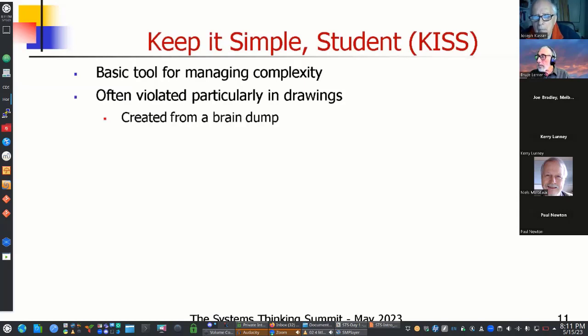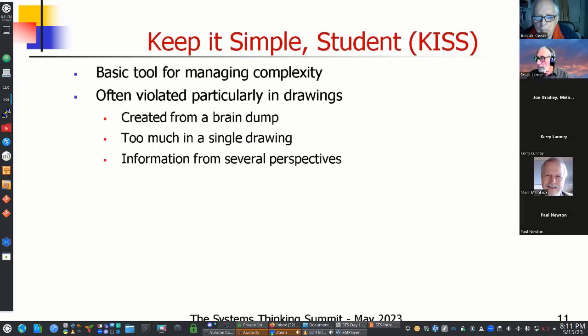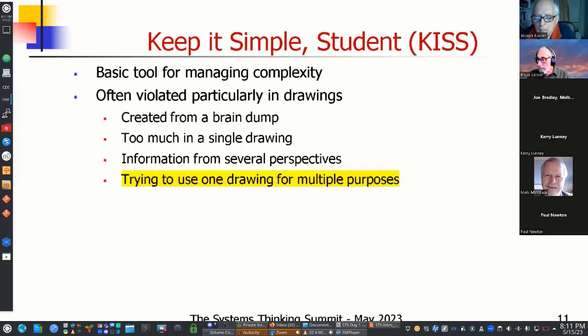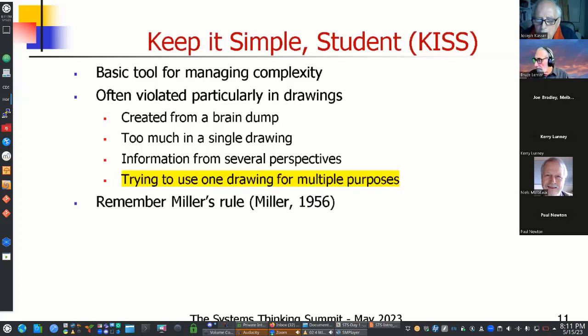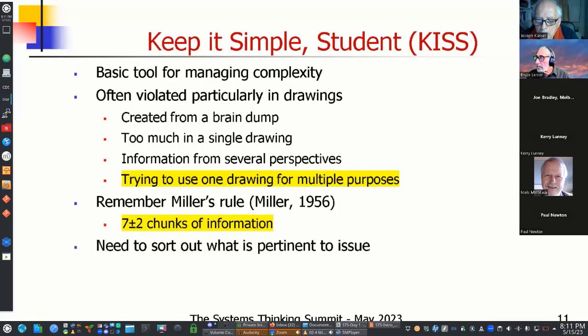It's usually created from a brain dump, and they put too much in a single drawing. And it contains information from several perspectives. It's generally because people are trying to use one drawing for multiple purposes where they should be using several different drawings. Remember Miller's rule? 7 plus or minus 2 chunks of information is all that the human brain can handle. So why put more in the drawing?